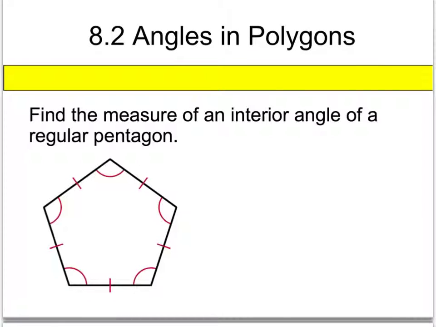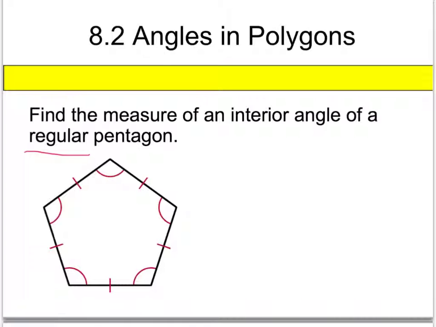All right. Now it says find the measure of an interior angle of a regular pentagon. A regular pentagon. Here's that key word. Try to figure this one out on your own. Pause the video now and solve.